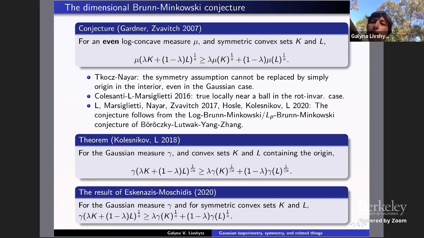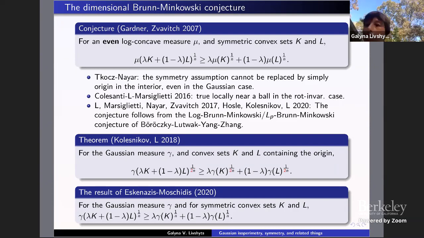So Tkocz and Nayar actually showed that you can't replace the symmetry assumption with, say, just sets containing the origin in the interior in the Gaussian case. By the way, it's clear that you can't hope for anything like this to hold without any structural assumptions whatsoever, because if you fix one of the sets and let the other set fly away very far to infinity, then it's going to obviously fail. So things like that you should prevent.